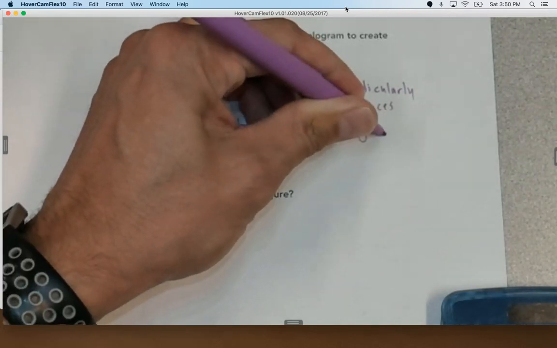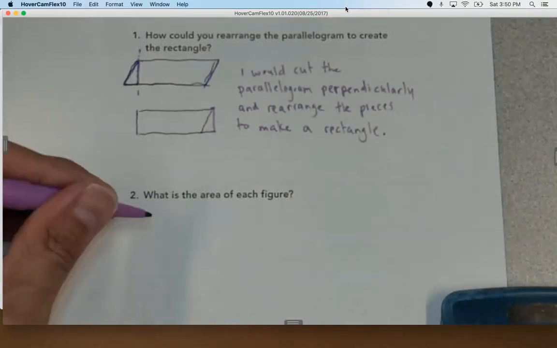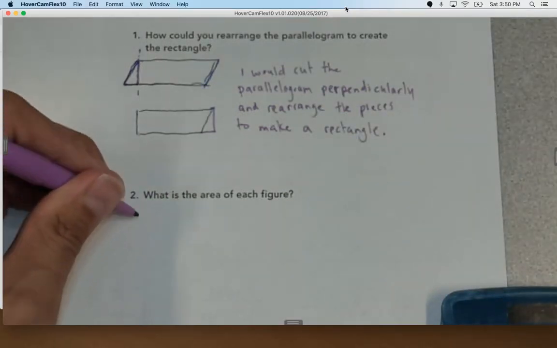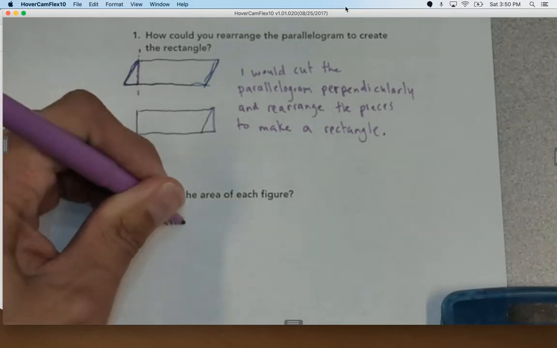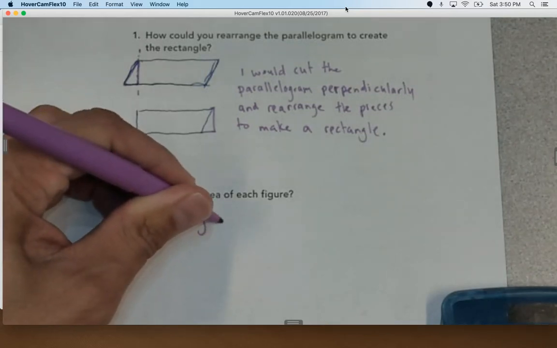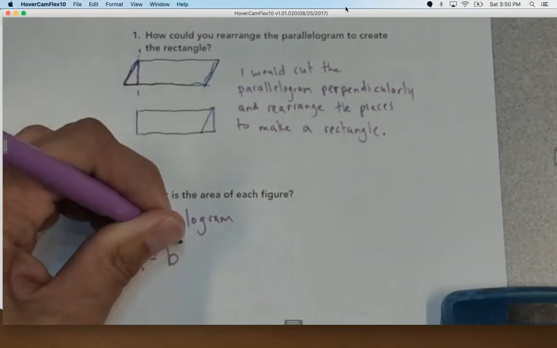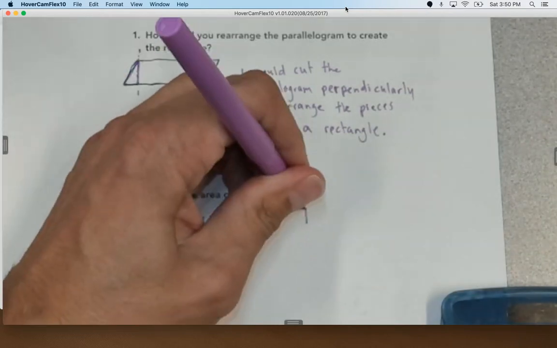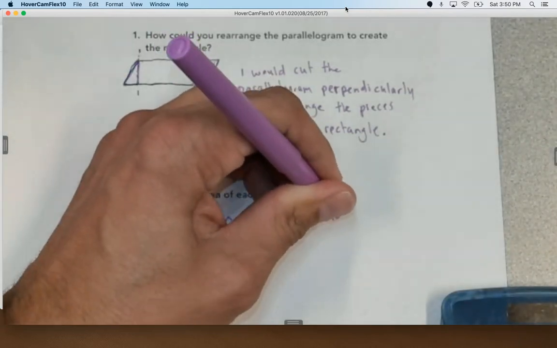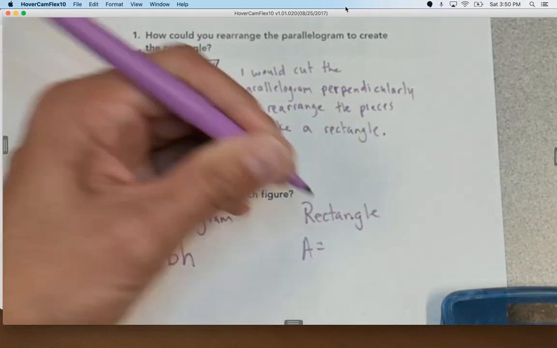Okay. What is the area of each figure? This is confusing, but they're kind of saying if we have a parallelogram, any parallelogram, the area would be equal to the base times the height. Just like if we had any rectangle, the area would be equal to the base times the height.